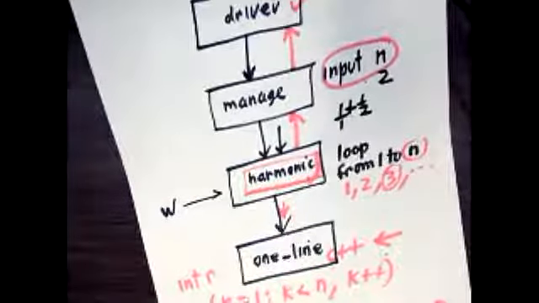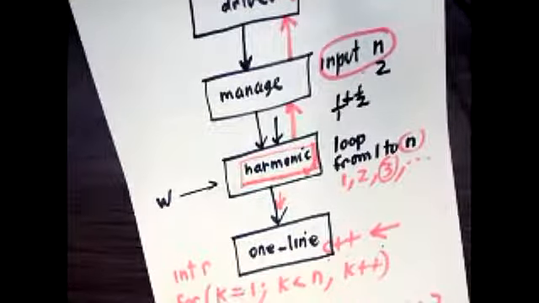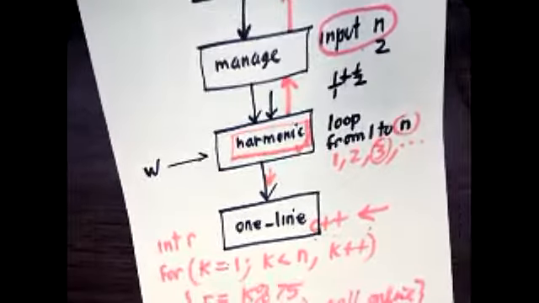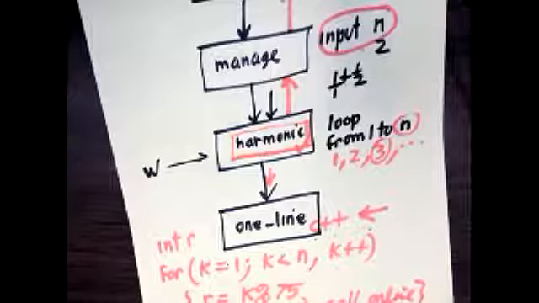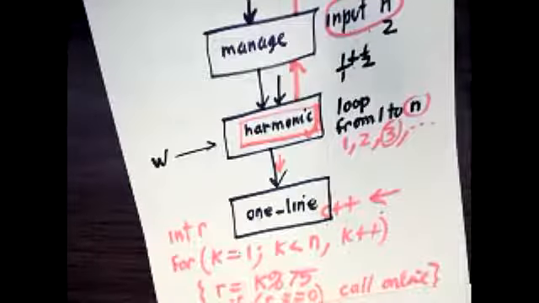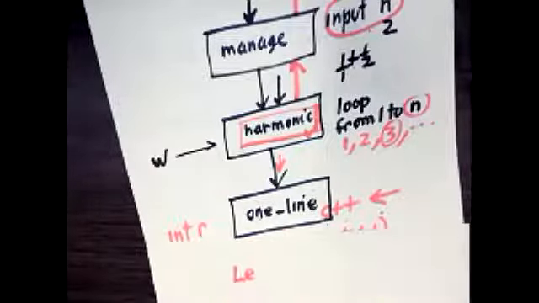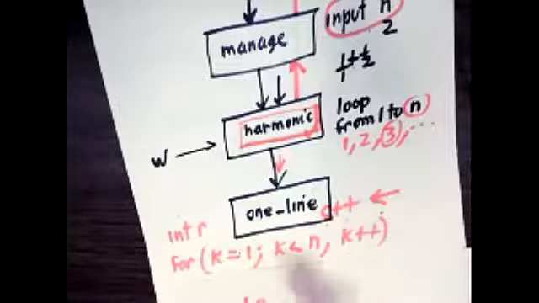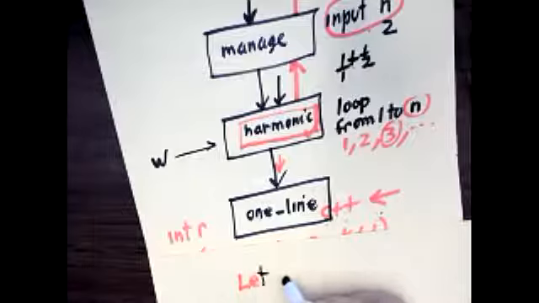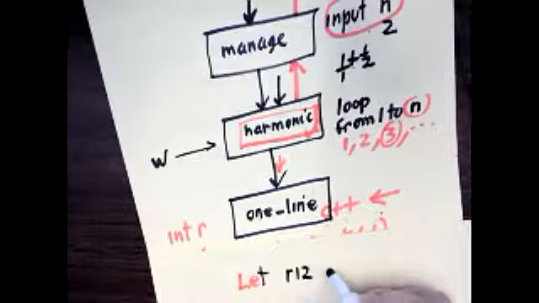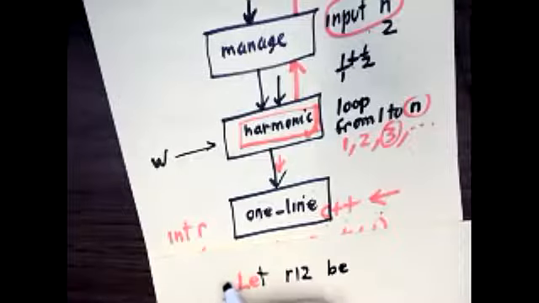But how do you translate that from C++ to assembly? Oh, have we ever done that? Let me just take 3 minutes and show you that. Okay, I'll do it in black so it shows better. I'm going to do this loop. So let's say R12 be loop counter.